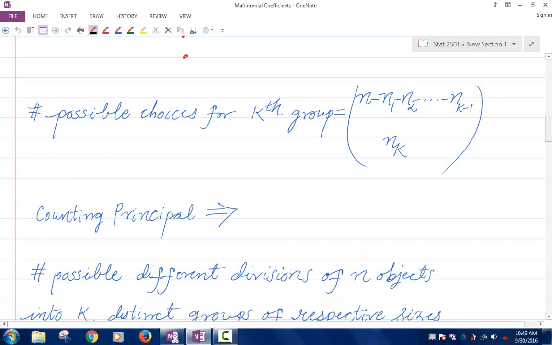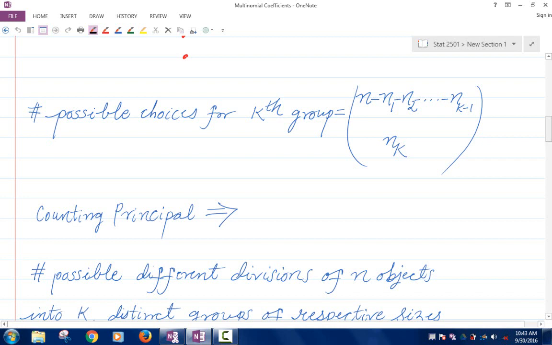By the way, can someone tell me what is this number, the number of possible choices for the kth group? Can you tell me what's the value of this binomial coefficient? What is n minus n1 minus n2 minus ... minus n sub k minus 1? What's the value of that?